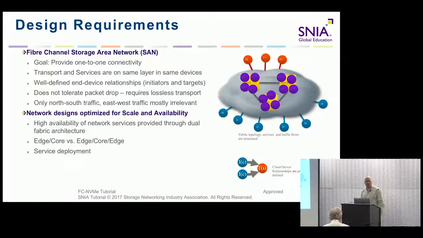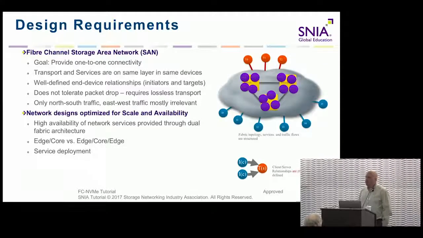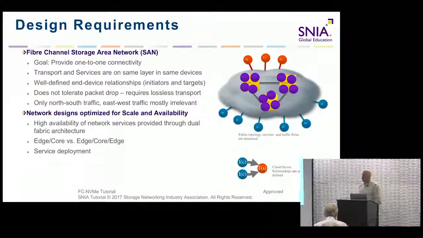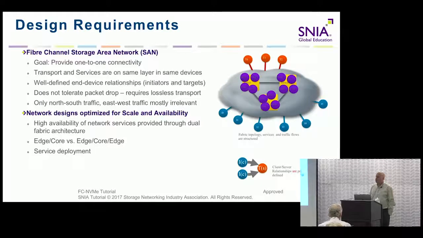So what were some of the design requirements that went into making Fibre Channel in the first place? One of the primary design requirements was one-to-one connectivity. Even though you're on a distributed network, or a fabric, the hosts and storage really act like they're connected one-to-one. Also, transport and services are on the same layer. We don't have different protocols on top, like TCP, where you have different layers. We do have layers, but not as many as that. So most stuff is on the same layer.